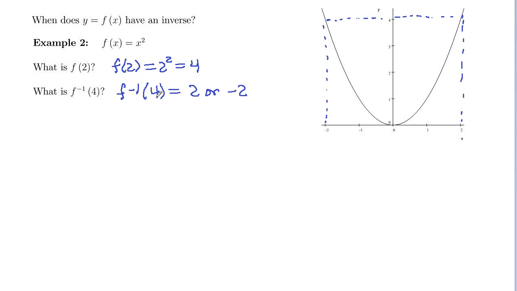But here we would have one input and two outputs. That can't happen with a function. So does this function have an inverse? No. Okay, so f of x equals x squared, no inverse.